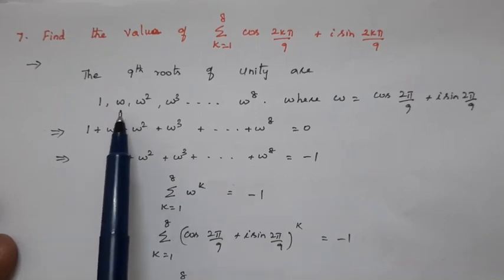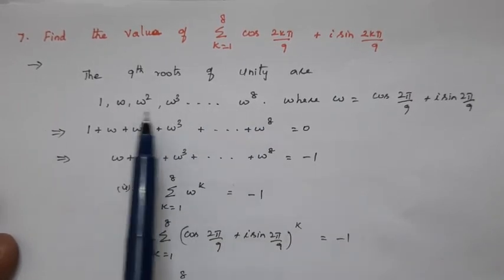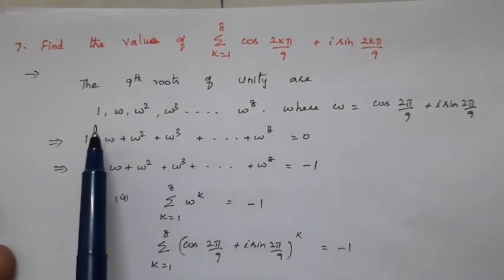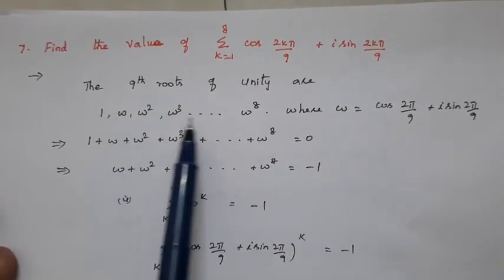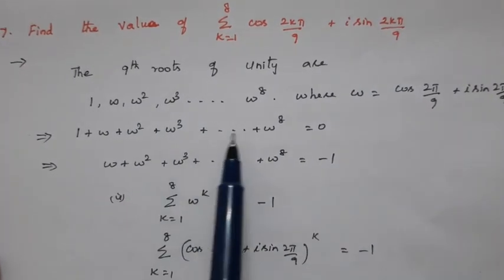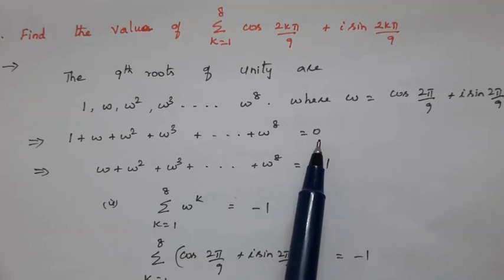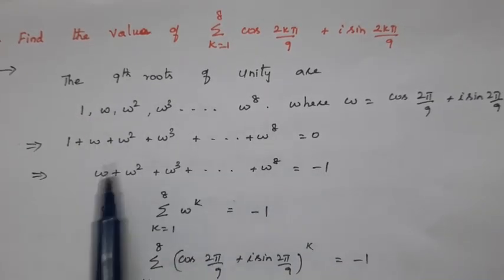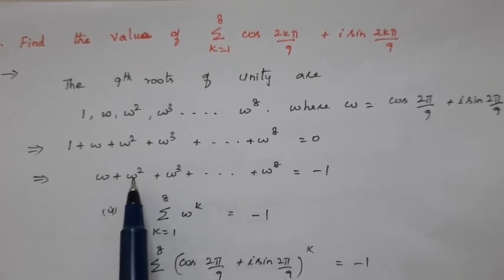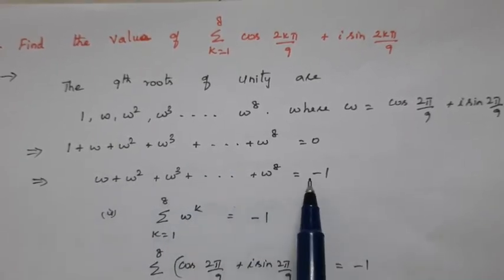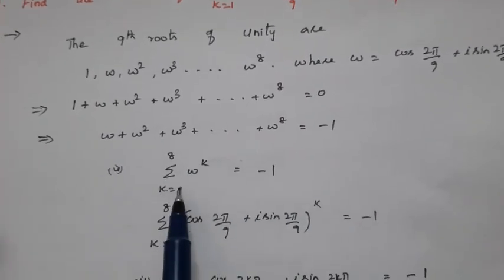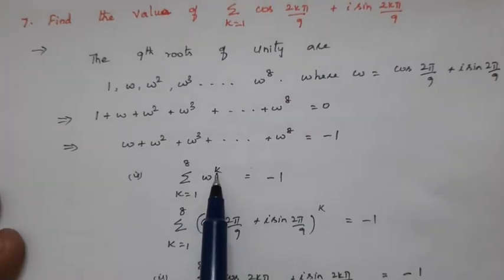You know that whenever the roots of unity are given, the sum of all the roots of unity will be equal to 0. So likewise here the sum of all the nth roots of unity will be equal to 0. So 1 plus omega plus omega square plus etc. to omega power 8 is equal to 0. Now moving this 1 to the opposite side, we have the sum of the ninth roots of unity, omega plus omega square plus etc. to omega power 8, is equal to minus 1. So this is nothing but sigma k equal to 1 to 8 of omega power k.